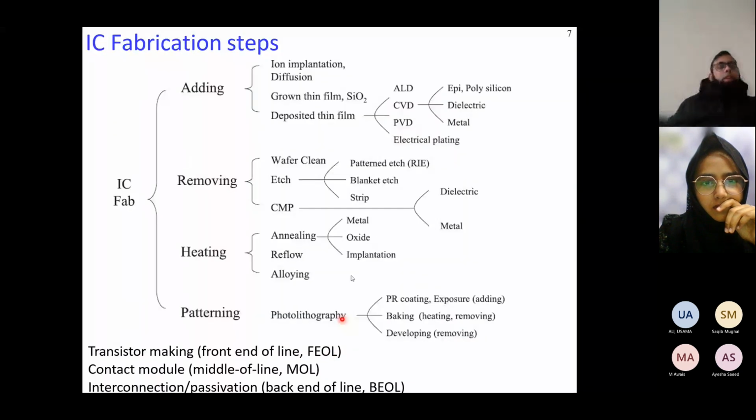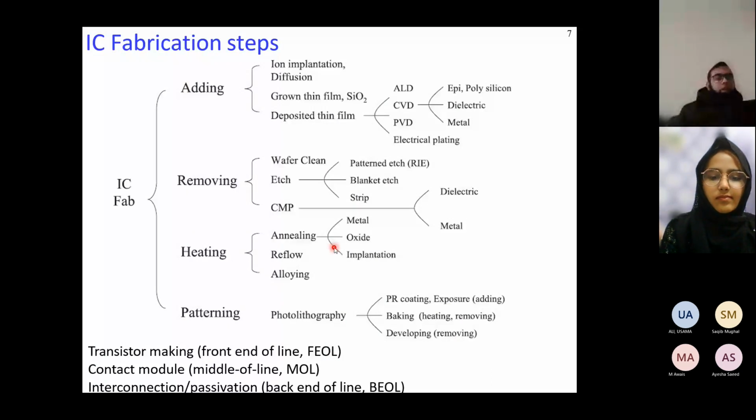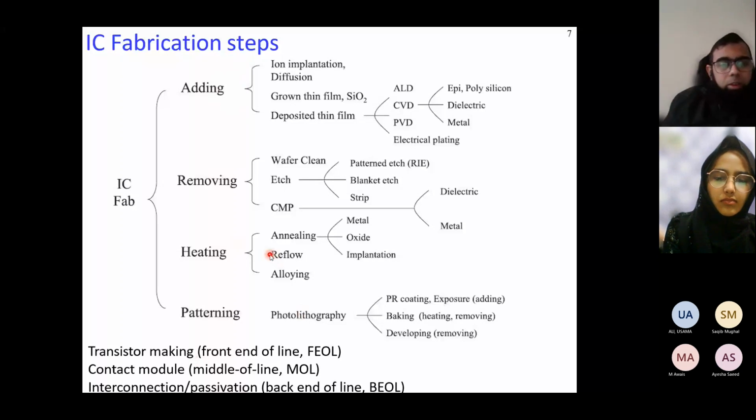So the IC fabrication step, like how you fabricate an integrated circuit. Once you get a silicon wafer, it goes to n number of processes, and it's a very, very complicated process. That's what all foundries are doing right now. It's a very hectic job, but it's a very interesting and exciting job as well.